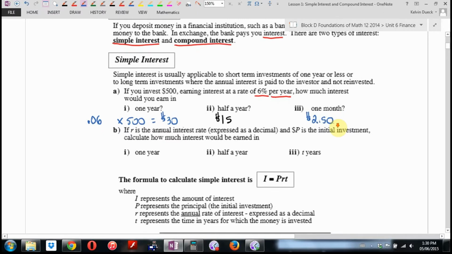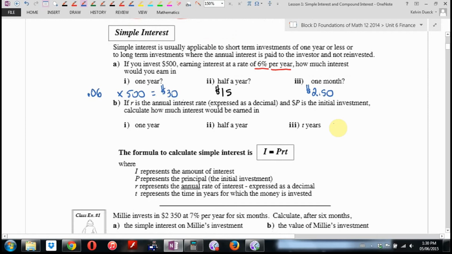Let's generalize. If R is the annual interest rate as a decimal, and P is the initial investment, by the way, the reason we use P, the word for the initial investment, and you'll see this in finance, is called the principal. It's spelled P-R-I-N-C-I-P-A-L.